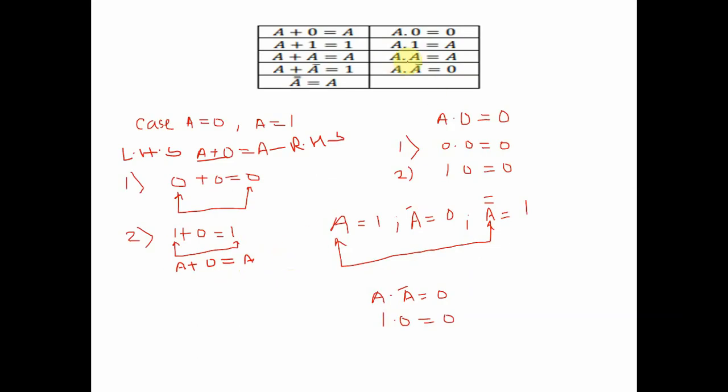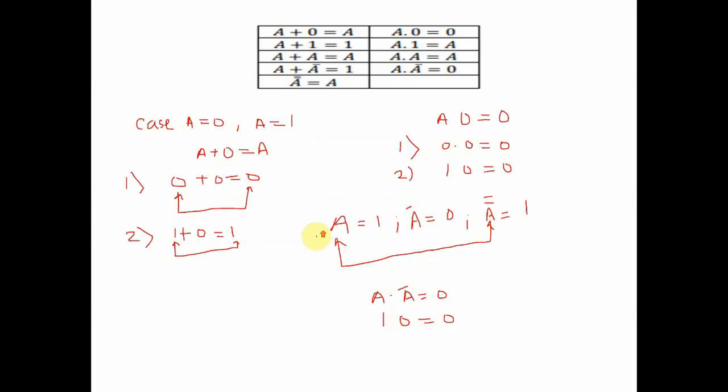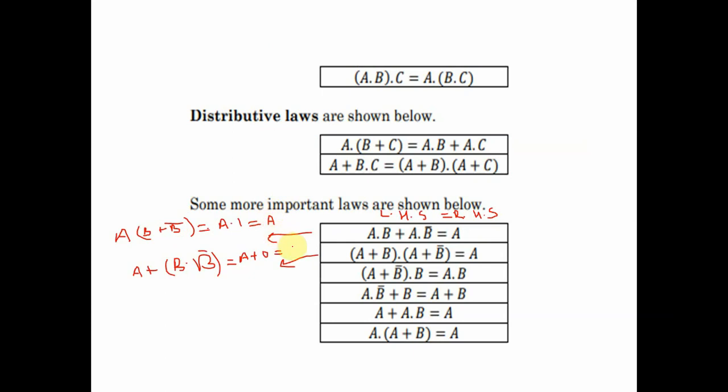Here, this is the ANDing logic. B into B bar is equal to 0. A into A bar is equal to 0. Similarly, for the logic variables here, B into B bar is 0. So, A plus 0. Here I am putting A plus 0, and A plus 0 has the answer A. So the second term is similar. LHS is equal to RHS.